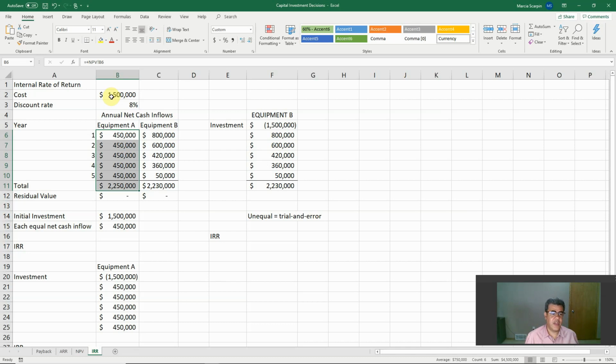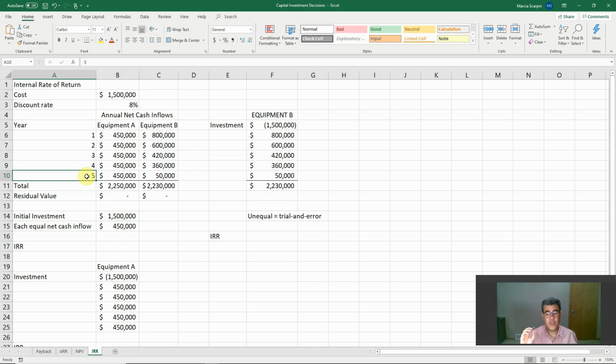And then, what do we have? We have here the initial investment, 1.5, and equal net cash inflow for equipment A of 450. So how much is the rate where these 450 here, if we bring them to present value, will be $1.5 million? Or if we talk about financial formulas, what is the rate where, if I invest $1.5 million and I withdraw 450 per year until the end of the fifth year, we will have nothing? So the formula here is called rate.